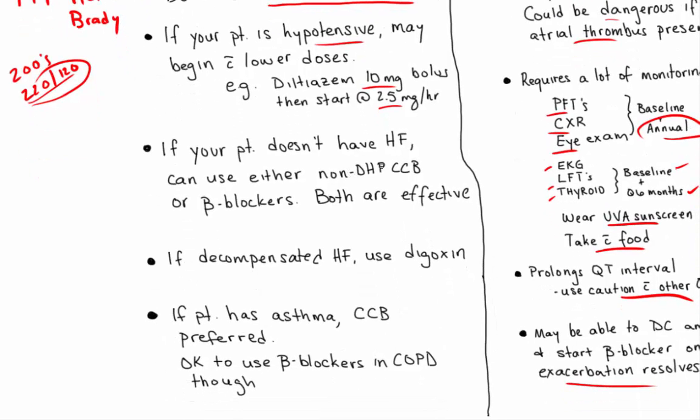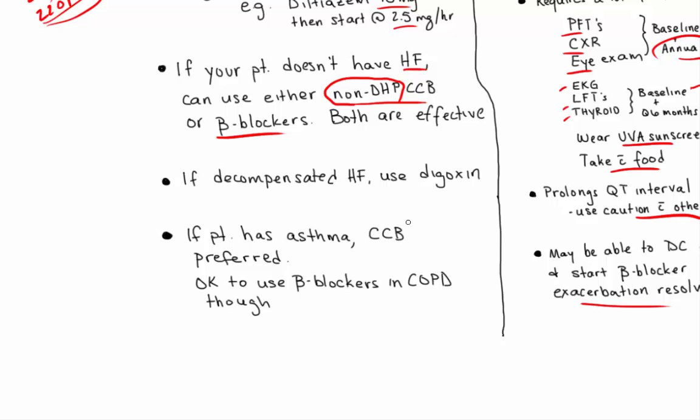If your patient doesn't have heart failure, you can use either the non-dihydropyridine calcium channel blockers. So again, non-dihydropyridine. You have to use non-dihydropyridine. Dihydropyridines aren't going to do anything for you. Or you can use your IV beta blockers. Both are effective. If the patient with heart failure is currently decompensated, use digoxin. And if your patient has asthma, calcium channel blocker is going to be preferred. But it's okay to use beta blockers if they have COPD. So the greatest risk with beta blockers is using it in bronchospastic disease, and COPD isn't really considered a bronchospastic disease. So beta blockers are okay to use for COPD.